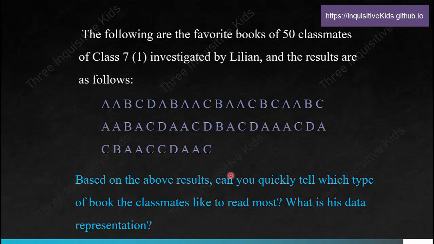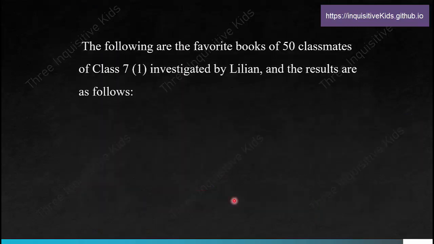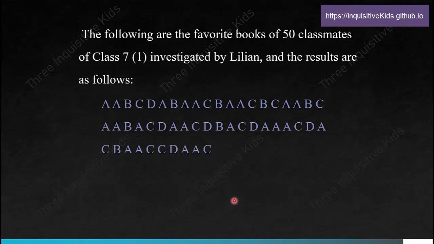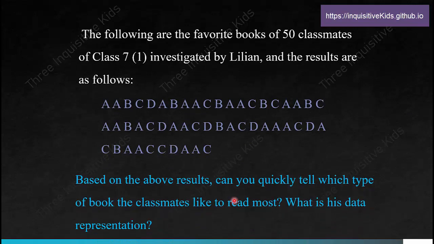So, sometimes when you just put out all the data like this, it's even easier to just see what value comes out the most, what value is the most frequent. And over here, I do see a lot of A's. They're everywhere. So there's A, and there's many A's. And I can quickly compare that to the amount of C, B, and D. An A over here, as shown, is literature. It seems like the favorite books of the 50 classmates of Class 7 is literature.